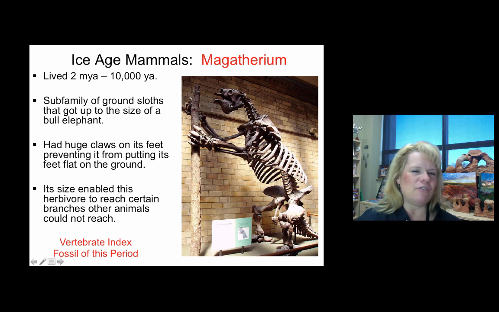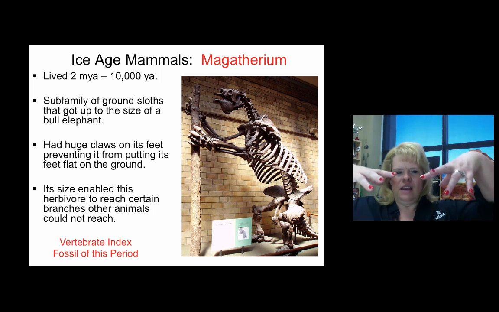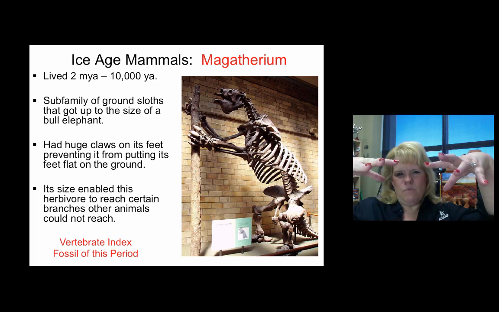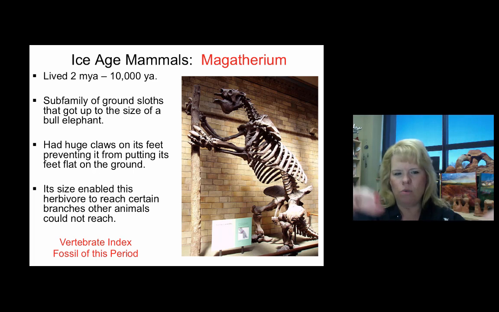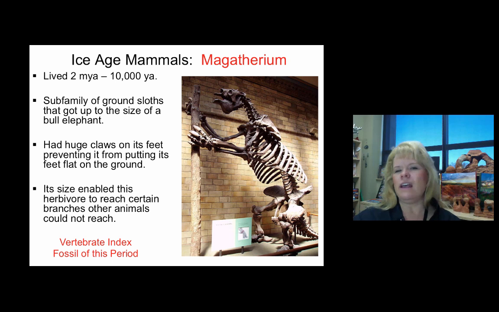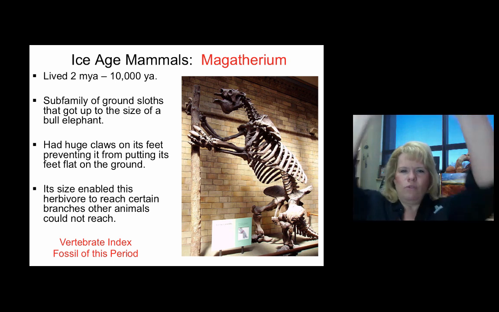So this guy lived from about 2 million years ago to the end of the last ice age, and this is a gigantic subfamily of giant ground sloths. They got up to the size of an elephant. These were huge. The claws on their feet kind of came up like this, so they walked with their feet pointed in, and they would have been awkward walkers. But the morphology of their feet and their hands enabled them to hold on to the tree and reach up for the branches.